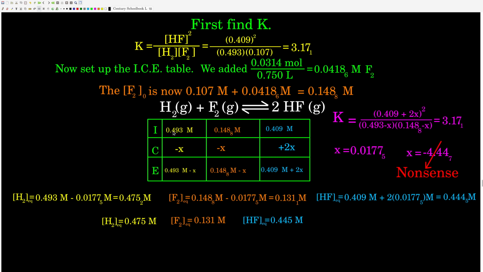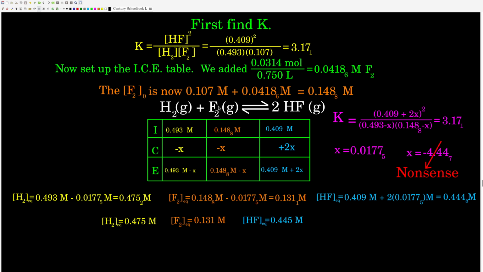So initially we had 0.493 moles per liter of hydrogen. Now we have 0.1488 moles per liter of fluorine, and 0.409 moles per liter of hydrogen fluoride, or hydrofluoric acid. And because we know the equilibrium is going to shift to the right, again, because we added a reactant. So we made this number down here too big, which made Q too small. So Q is less than K, so it shifts to the right.